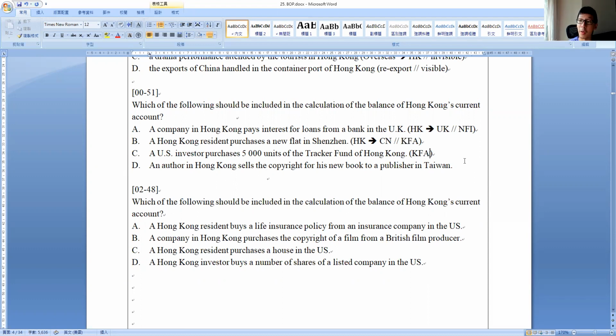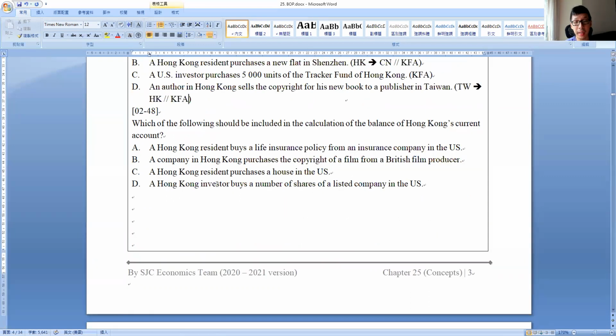D, an author in Hong Kong sells the copyright for his new book in Taiwan. This one you need to remember. Selling copyright, so Taiwan is paying money to Hong Kong. Remember, copyright in a balance sheet is an asset item. Therefore, buying copyright is also counted as a capital investment. So it is KFA. This is a rather old question. I think new questions will no longer ask such things, but you still need to know. Okay, what about the next one?